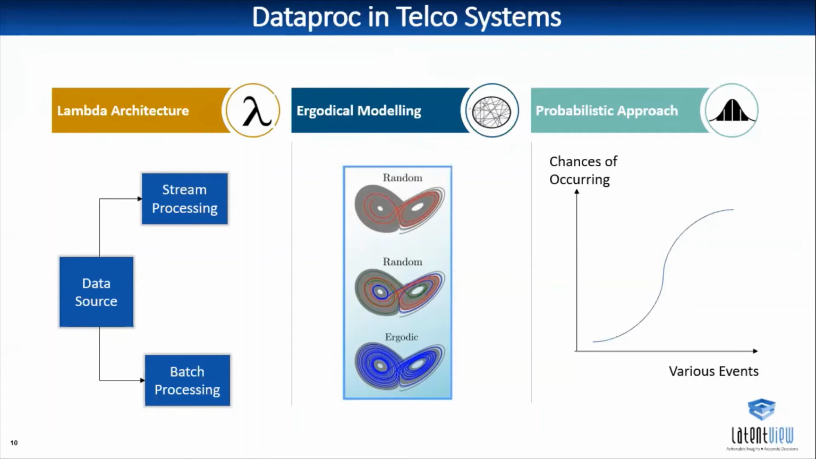So the application is threefold. The first one is Lambda architecture, the second one is ergodic modeling, and the third one is a probabilistic approach. Instead of getting deeply into the application, I'll just give a quick overview of what these concepts generally mean.